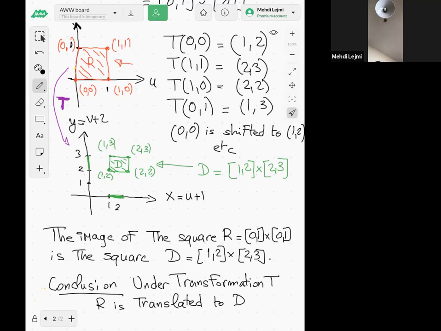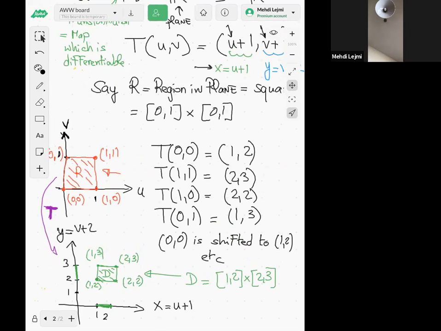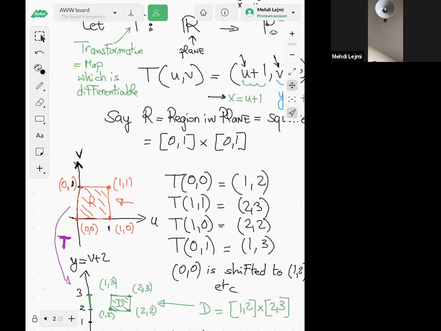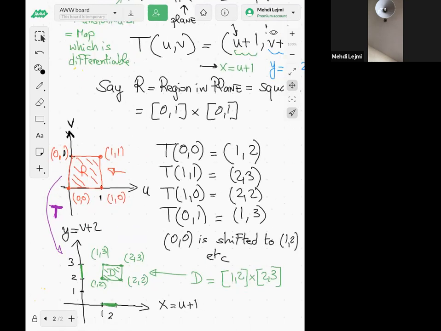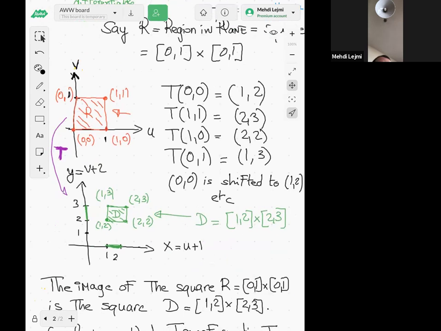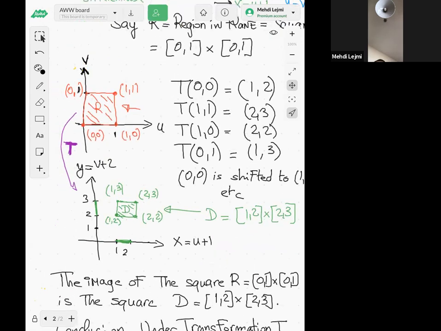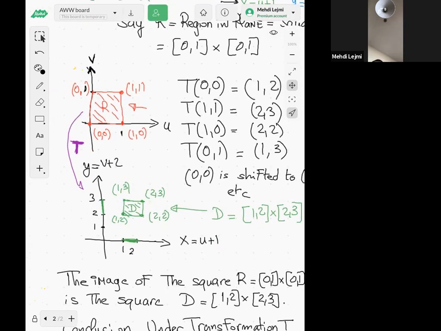So this is just the first example of a transformation. A transformation is just a map in the plane, and again, we're interested in how these transformations are going to change regions in the plane. I just picked a square here, but of course your region R could be a rectangle or a triangle, and you can see what happens to your triangle or rectangle or whatever, right, under the transformation T.